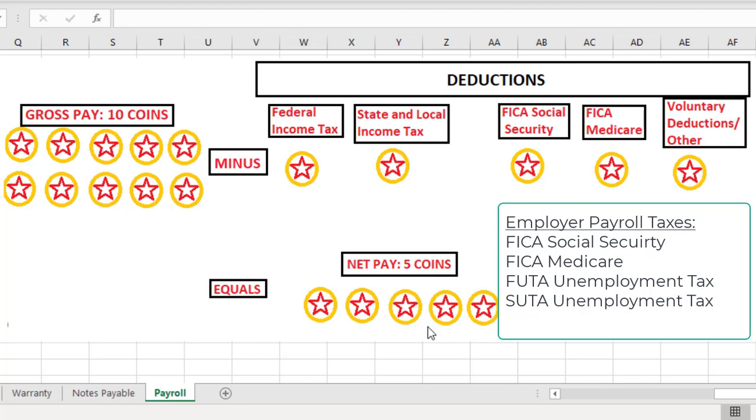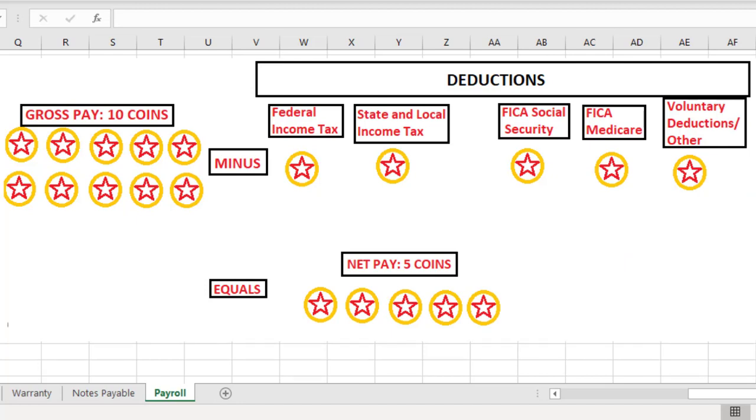So the important things to remember are that the employee will always have various deductions taken from their paycheck, which include federal, state, and local income taxes, FICA, Social Security, and Medicare taxes, as well as voluntary and other deductions. And the employer will have a few taxes on the employee's behalf, typically including FICA, Social Security, and Medicare tax again, as well as state and federal unemployment taxes. Now that we've introduced payroll liabilities, let's look at a problem.